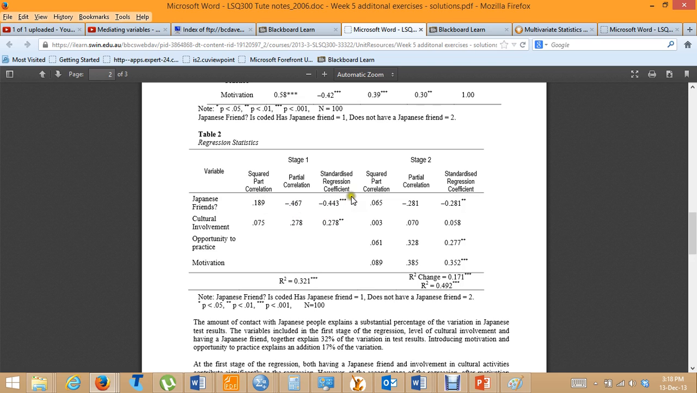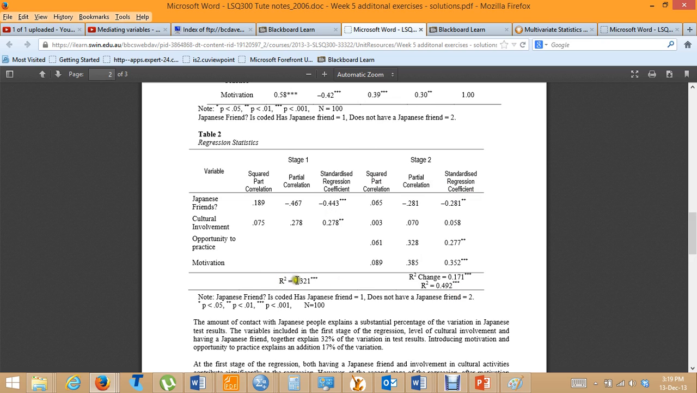The standardized regression coefficient, which is the beta weights, okay? So instead of giving the B weights, you give the beta weights because they're standardized, so they're on the same scale, so they can be compared to each other. For stage 2, you repeat that again, so the squared part correlation, which is the variance explained by each predictor. Partial correlation is the unique correlation, so it's a little bit different to the raw correlation you get in table 1, and the standardized regression coefficient again, which is the beta weights.